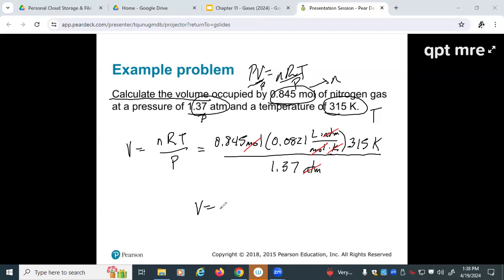Now I just need to plug the numbers in. 0.845 times 0.0821 times 315 divided by 1.37. To three significant figures, because all of my numbers here have three, I get 15.95, which you're going to have to round up to 16.0 liters.